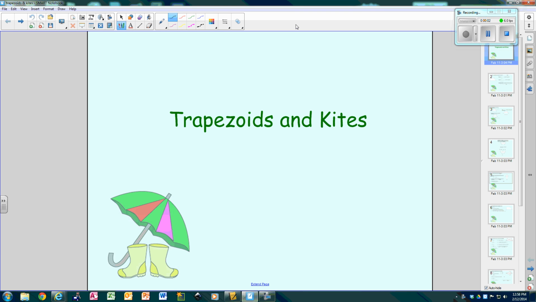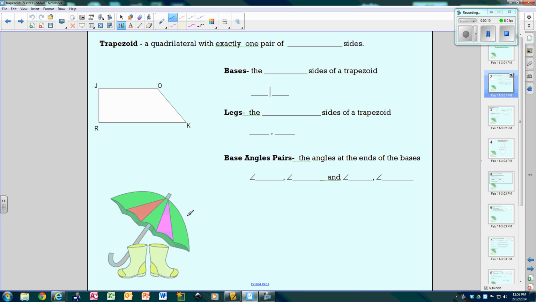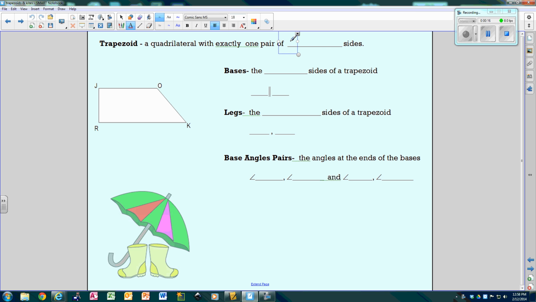Alright, so today we're doing trapezoids and kites. These are the last two of our polygons. So getting started here, a trapezoid. A trapezoid is a quadrilateral with exactly one pair of parallel sides.